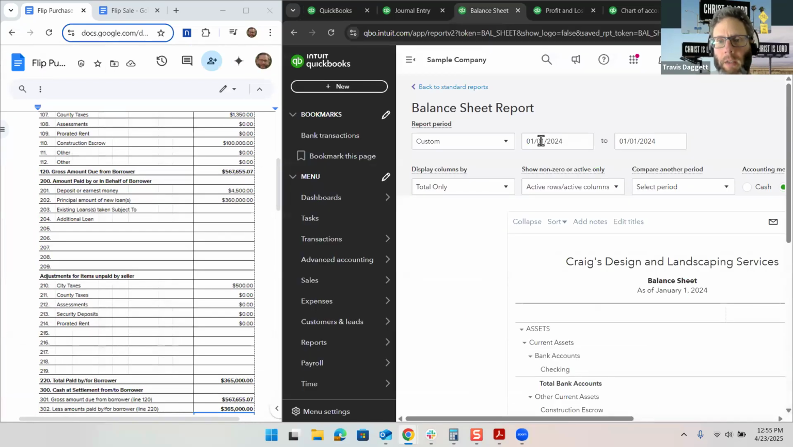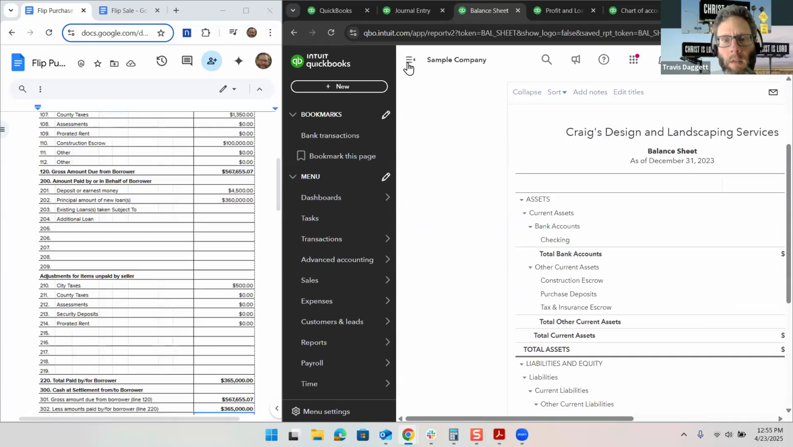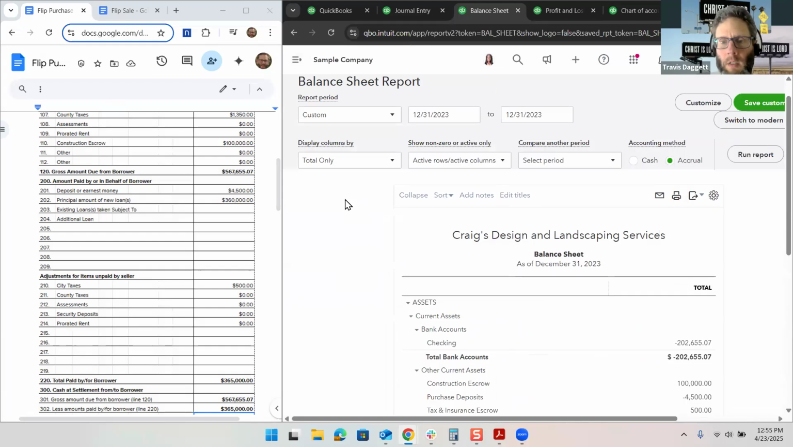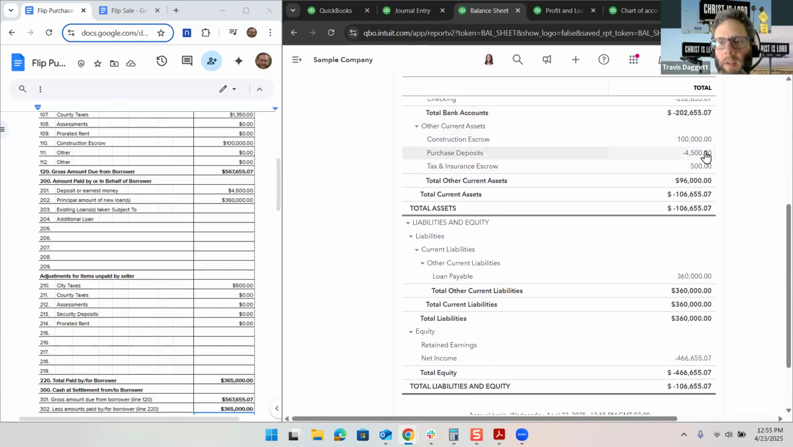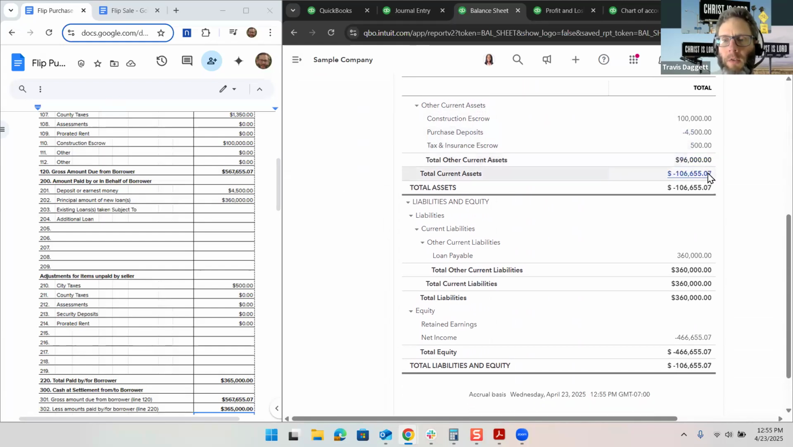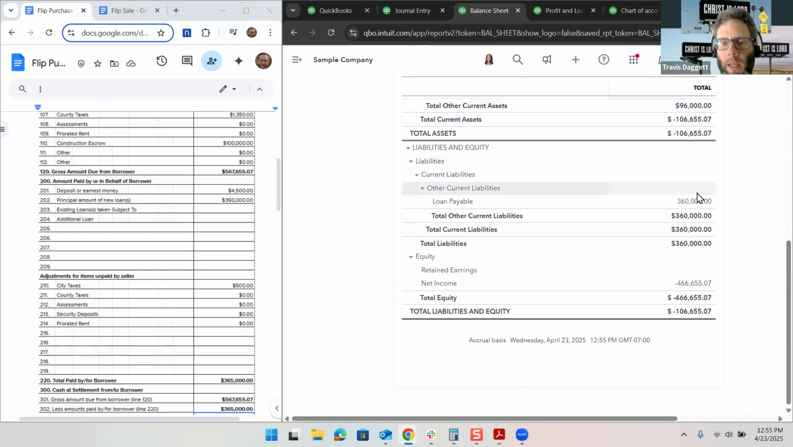So if we look at our balance sheet as of that date, let's take a look. Okay. So we have our construction escrow, our purchase deposits. Now this would be 0 because I just didn't book the prior entry when we made the earnest money deposit of 4,500. That would debit the asset. So then when we close, that would clear it. We have our taxes and insurance escrow. We have our loan payable.